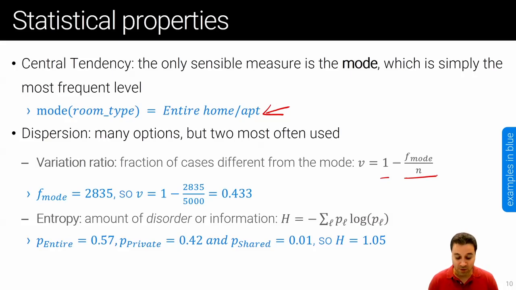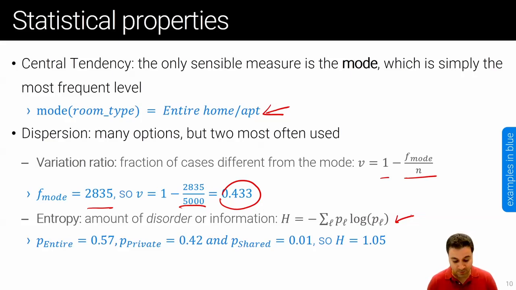And so if in the mode, in this case, we have a little shy over 3,000 observations, and in total we have 5,000, then we know that 43% of the observations are different from the mode. And then we have something else called the entropy, which is measuring something like the amount of disorder in the data. So mathematically speaking, it looks something like this. I'm not going to go into details of the formula, but it's just giving us, again, another number telling us how much variation we have.